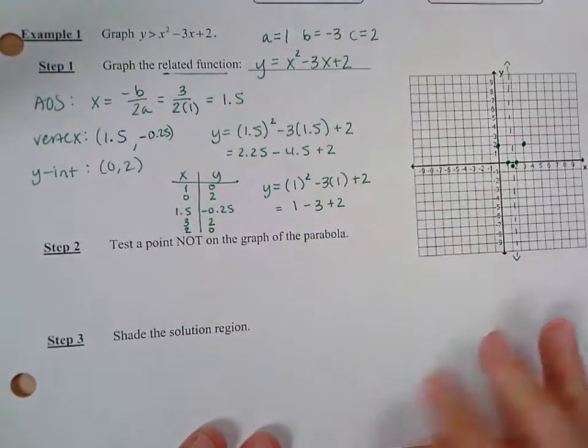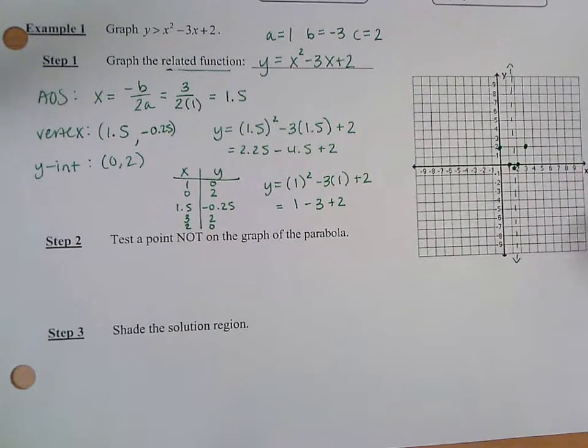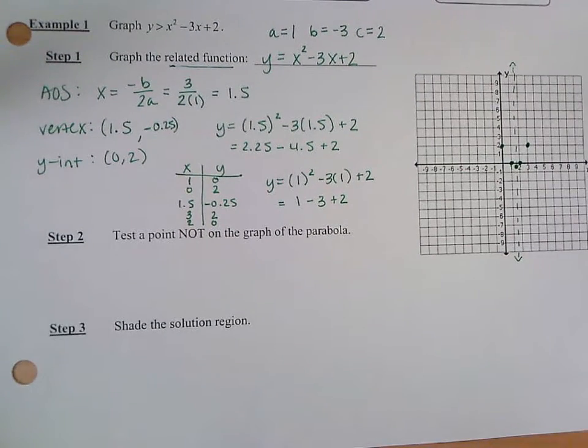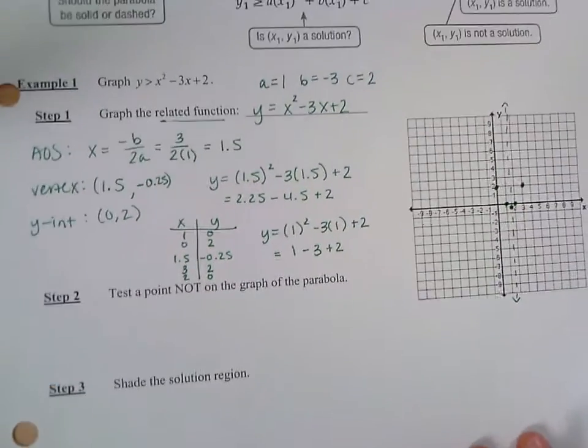So if this was a solve by graphing question, where I wanted you to solve this equation using a graph, your answers would be 1 and 2. Those would be the roots. Now, before I draw the parabola in, should it be a solid parabola or a dashed parabola? It should be dashed.